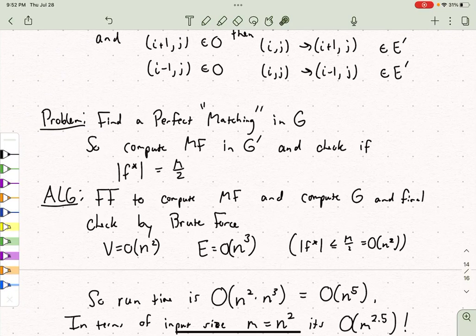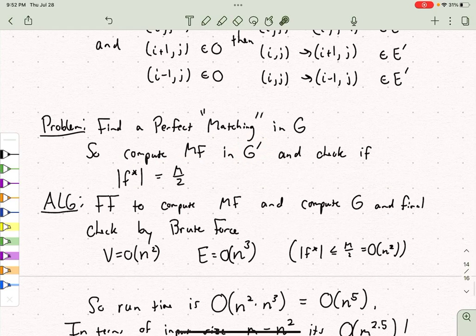So what's the problem? Well, we want to find a perfect matching. It's not actually a matching because there's 3 things, but it's basically a matching in G. So to do that, we're going to compute the max flow in that graph G prime, basically solving the tuple selection problem, and then we just check if the max flow value is m over 2. If it is, that means every single domino was matched to something, and so every single square is covered. The algorithm we'll use is Ford-Fulkerson to compute the max flow, and then we compute G and do the final check by brute force.